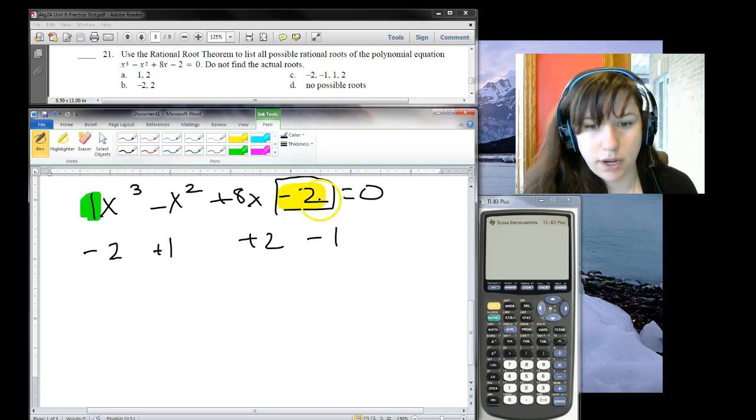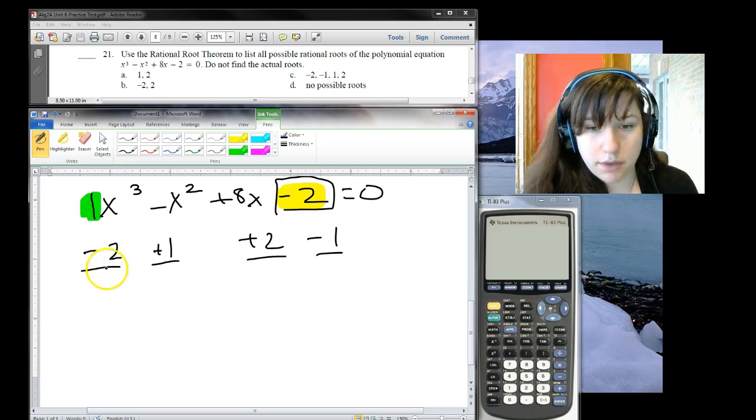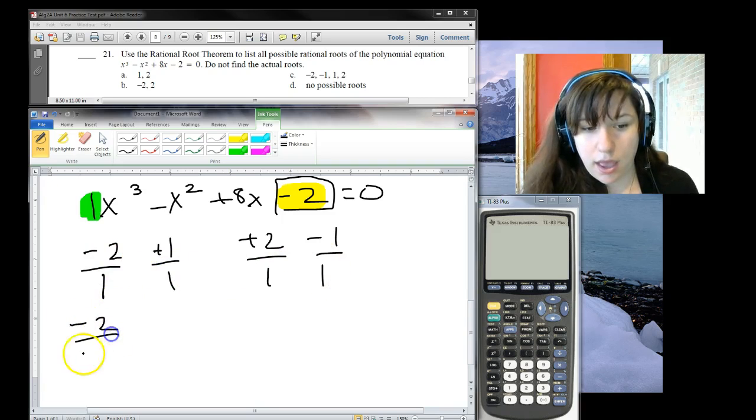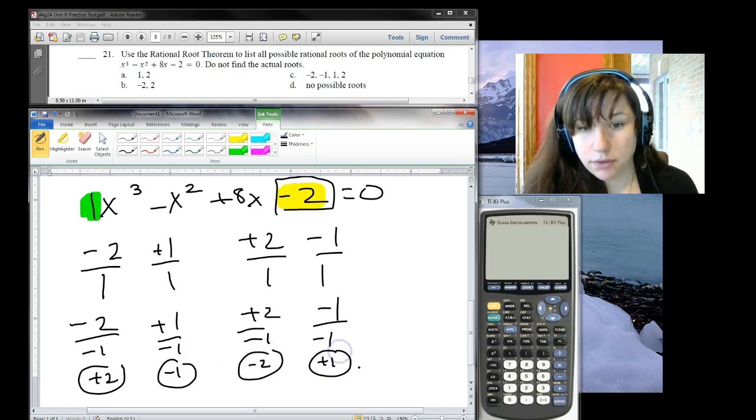So those are my factors for -2, and I'm going to divide them by all the factors for the first number. Now in this case I got lucky, it's just a 1. So the factors for 1 are just 1 and a -1. So these essentially aren't going to change at all. It's going to be divided by 1, it's still going to be itself. And then if I divide them by a -1, you're still going to get +2, -1, -2, and +1.